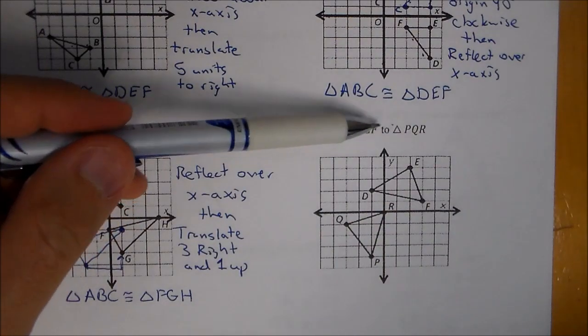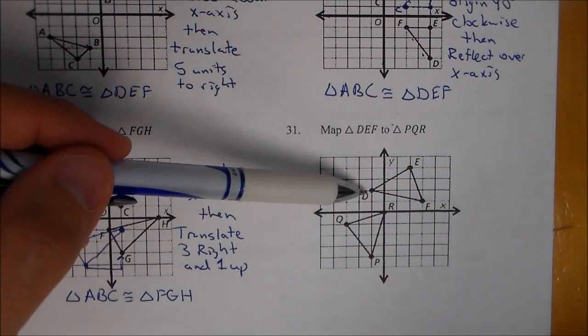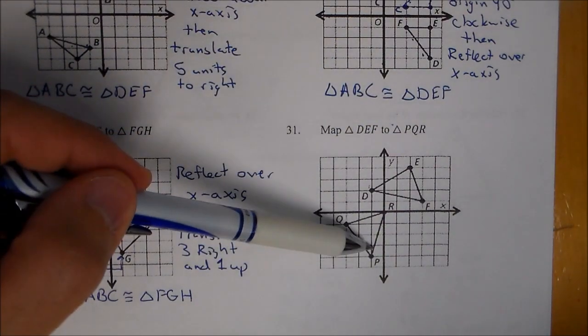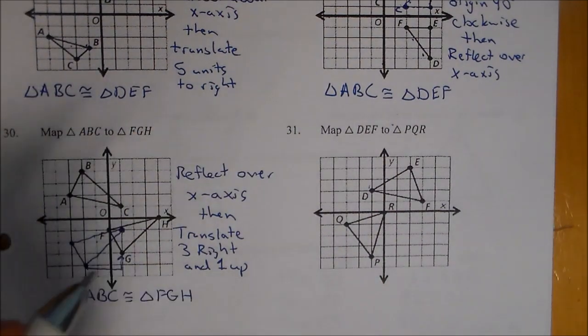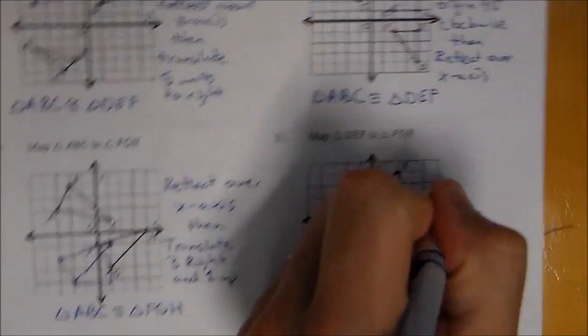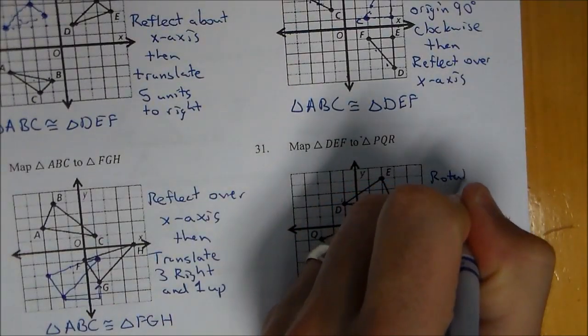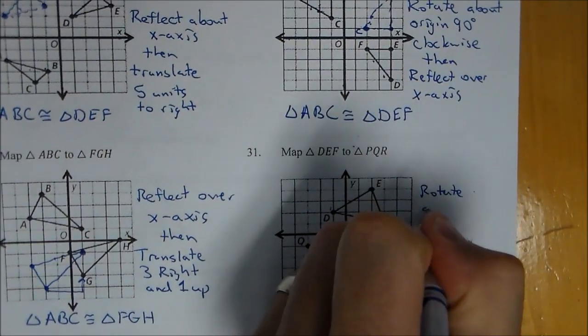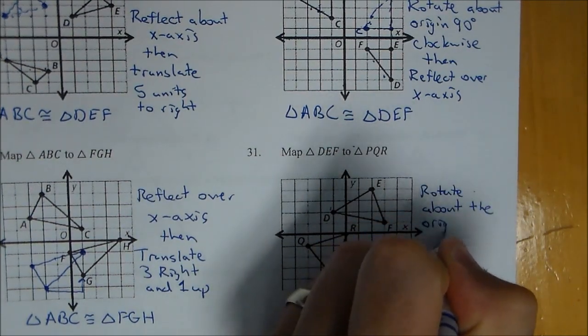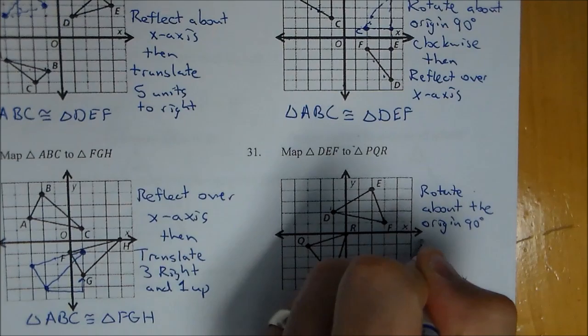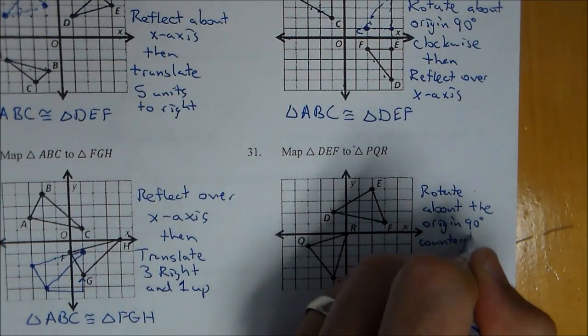Last one, we have DEF and PQR. So we have D needs to get to point P. Looks like we're going to have to rotate to start. So let's rotate about the origin 90 degrees counterclockwise.